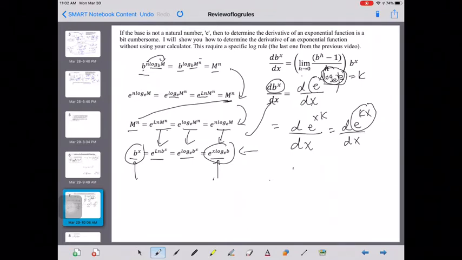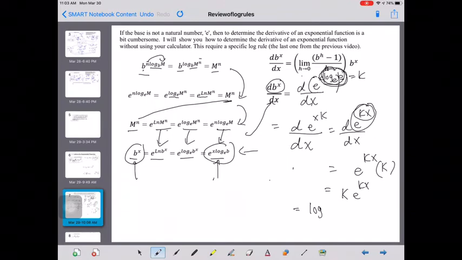So we know that the derivative of this is itself, e to the kx, but we know that it is a composite function where there is a linear function kx. So we have to take the derivative of kx, which is just k. So let's rearrange this: k e^(kx). And we're going to bring back the k afterwards. So the k is going to be this thing over here, log_e b, so e^(log_e b · x).